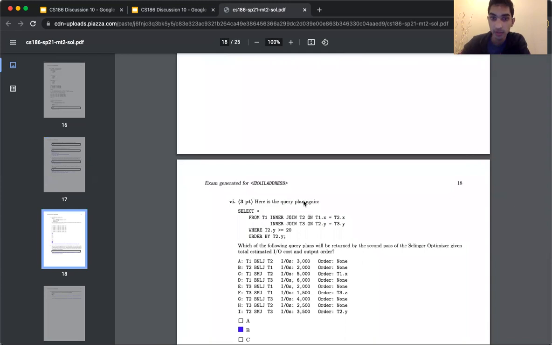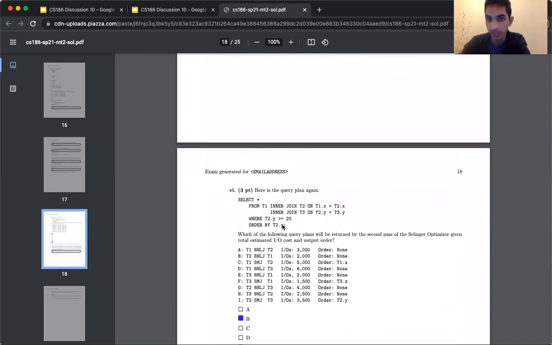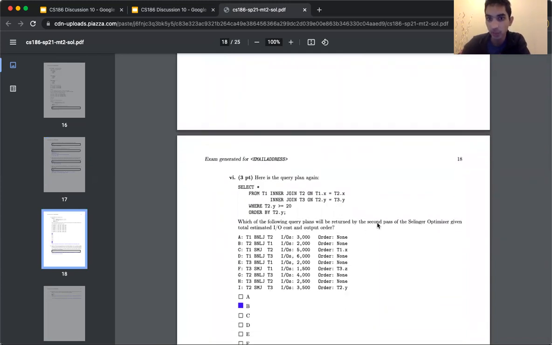Okay, so in this next question, we're given the query plan again, and we're asking which of the following query plans will be returned by the second pass of the Selinger algorithm, given the total estimated IO cost and output order. Okay, so recall what we want is we want interesting orders to persist, and we want the lowest cost join to persist, but we don't want to consider cross joins. So in this case, non-cross joins are T1 and T2 getting joined together, and T2 and T3 getting joined together. And for those, we want to consider the lowest cost join and interesting orders.